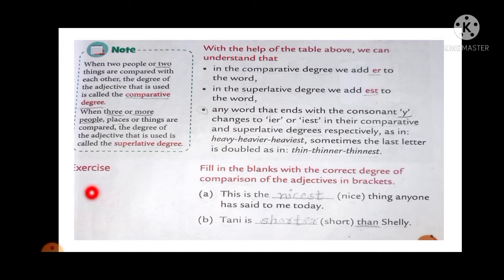Now we will move to exercise number 1. So here is the exercise: fill in the blanks with the correct degrees of comparison of the adjective in brackets. So students, the adjective is given in the brackets and we have to put the proper degree of that adjective here. So let's do it.